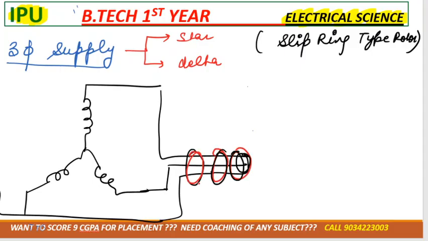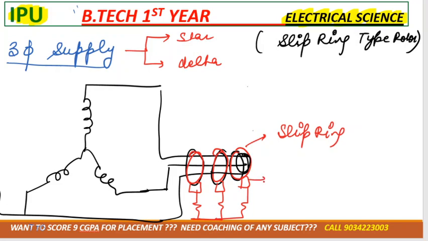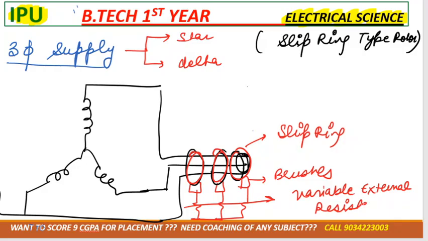I'll show you practically also. That slip ring is connected with the brushes, and the brushes are connected with the external resistance. So this one is the slip ring, this one is the brushes, and this one is the variable external resistance. Why are we connecting the external resistance? Because through the external resistance we'll be able to control the amount of current. So that's a plus point in the slip ring induction motor.